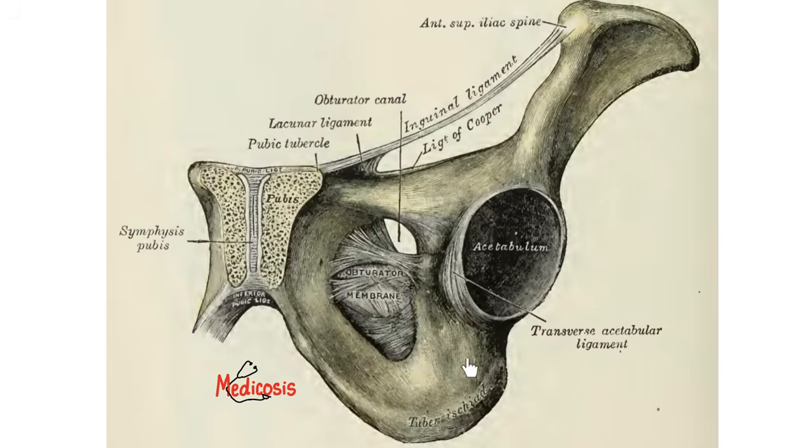This is the ischium, and this is the famous ischial tuberosity which you sit on. If you have examined the unfortunate patients who have marasmus or cachexia or anorexia, you would have noticed that the ischial tuberosity is very prominent. So this is ilium, this is ischium. What is this? This is pubis.